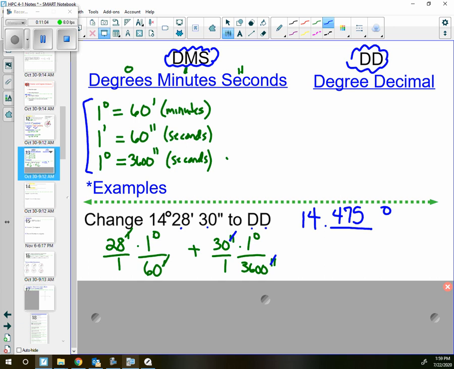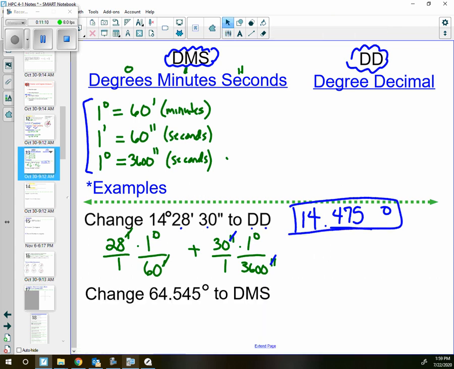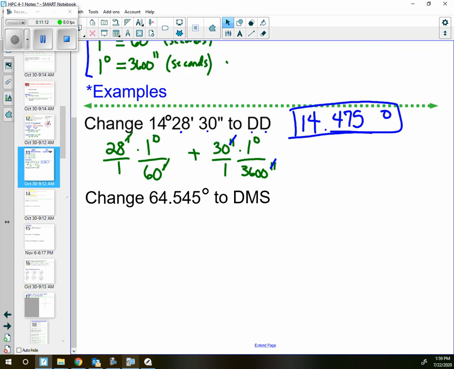That's called degree as a decimal. So this would be our degree as a decimal answer. So it's only just in degrees. Let's go the other direction so we can practice going the other way. 64.545 degrees into degrees, minutes, seconds.